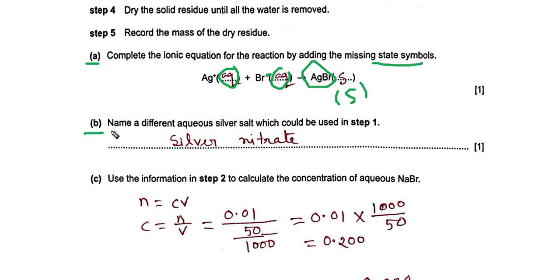And name a different aqueous silver salt which could be used in step 1. Silver salt aqueous means soluble silver salt, we can use silver nitrate. That's why the name will be silver nitrate.